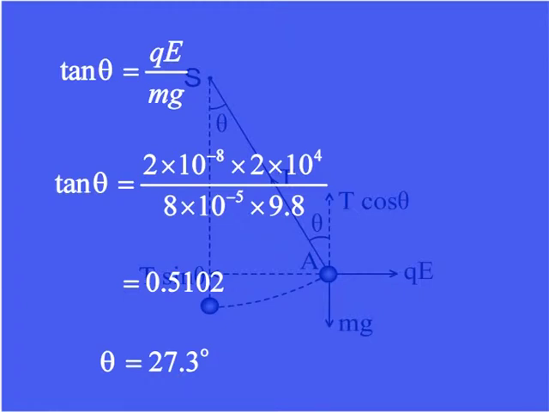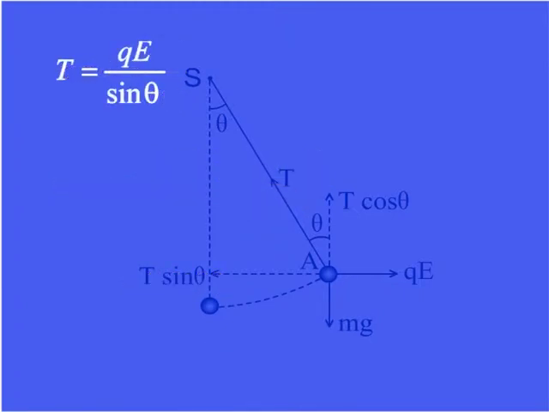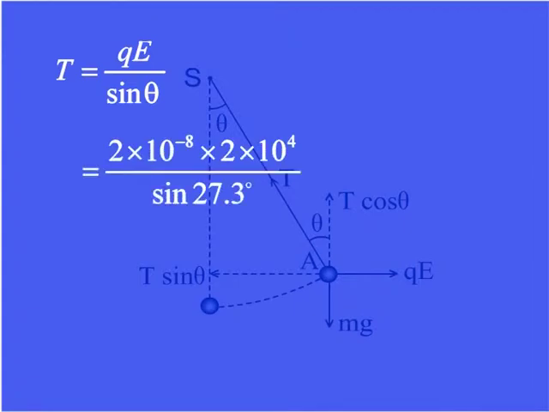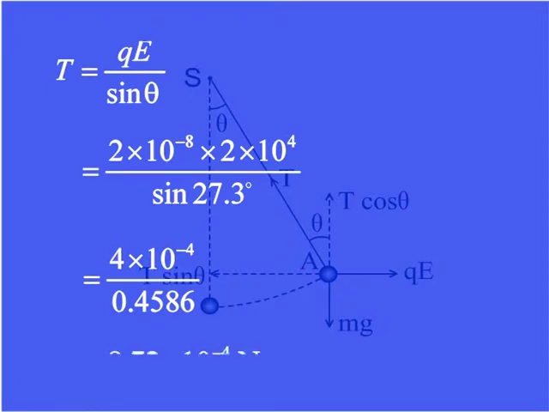27.3 degree. Tension T can be calculated as T equal to QE upon sin theta, that is equal to 2 into 10 raised to the power minus 8 into 2 into 10 raised to the power 4 upon sin 27.3 degree. This gives T equal to 8.72 into 10 raised to the power minus 4 Newton.